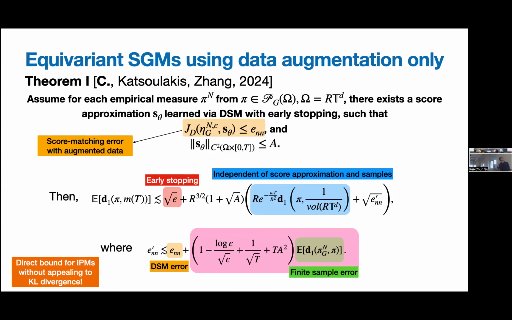Okay. So here is the first result for the equivariant SGMs using data augmentation. Our assumption is that for each empirical measure pi n drawn from this tree invariant target distribution pi, suppose the domain is the d-dimensional torus, so this has periodic boundary conditions. And we assume there always exists a score approximation s theta learned by the DSM objective with early stopping. Early stopping corresponds to this epsilon: you diffuse the finite sample by epsilon time, such that this score matching error is always bounded by some E_NN.